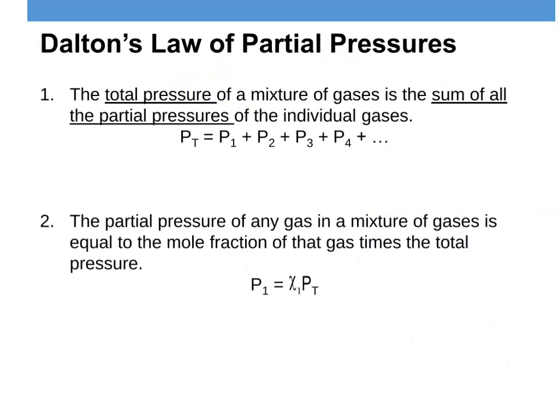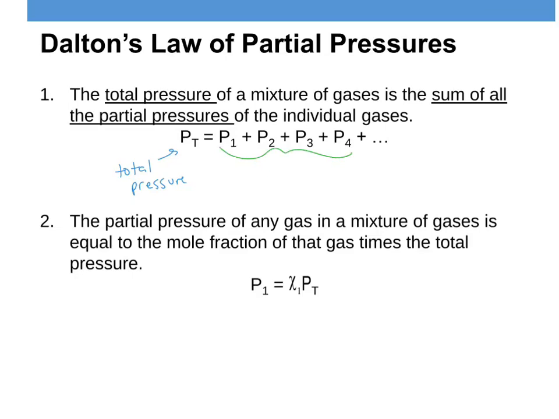So Dalton's law of partial pressure basically just says that the total pressure of a mixture of gases is the sum of all of the partial pressures of the gases, right? So where this is the total pressure, right? The total pressure, hence the T. That's why it's got the subscript of T. And then these are all of the partial pressures of however many gases there are.